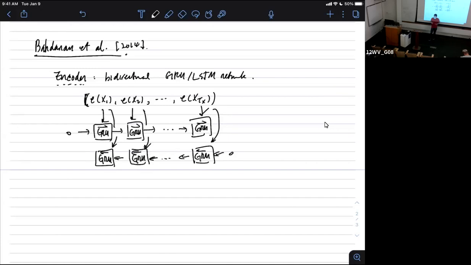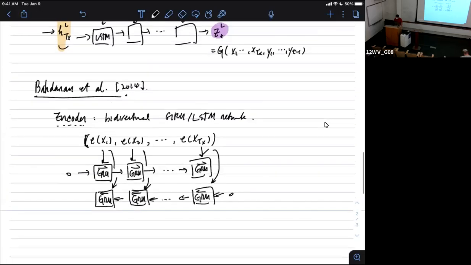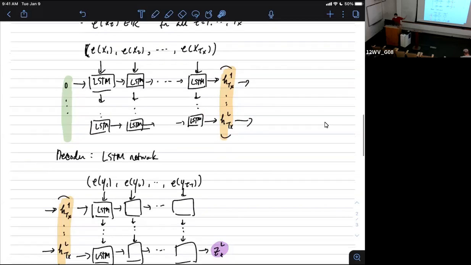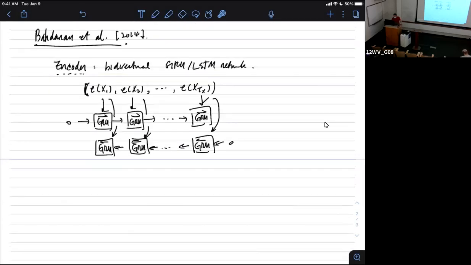And then what we do is that on the one side we send the sequence as it is. On the other side, we just flip the order, then send it. And then we flip back the vectors. But we're not going to look at the final hidden vectors only. So we're not going to look at this one only. We are in fact going to look at all the hidden vectors.